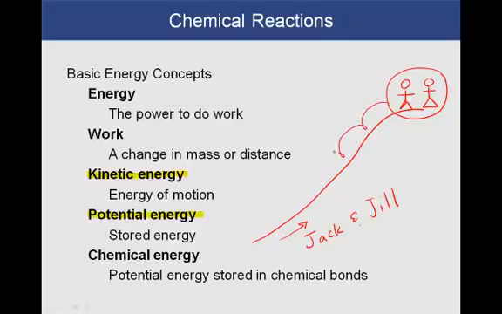But the rest of the story goes that Jack did what? He fell down the hill. That also was kinetic energy, energy of motion. And then what did Jill do? She came tumbling after. That also was kinetic energy. So kinetic energy gets you up the hill, and kinetic energy gets you down the hill, and at the top of the hill you have potential energy.